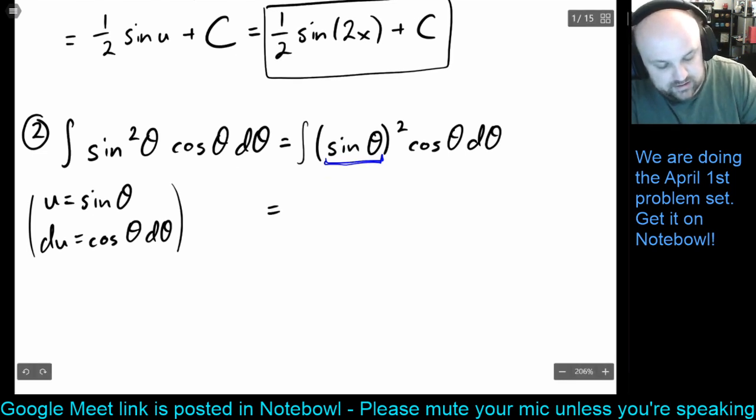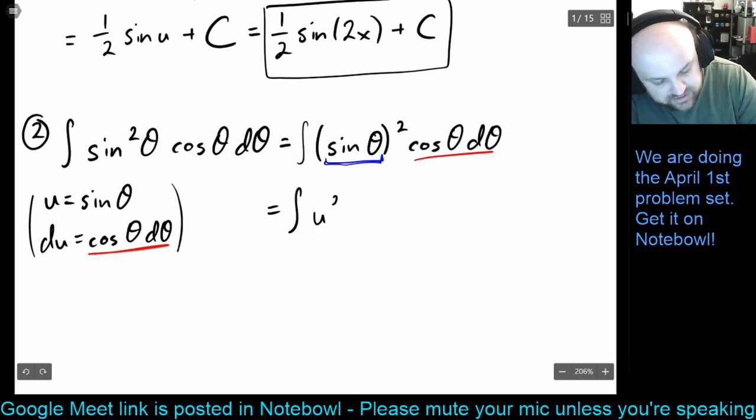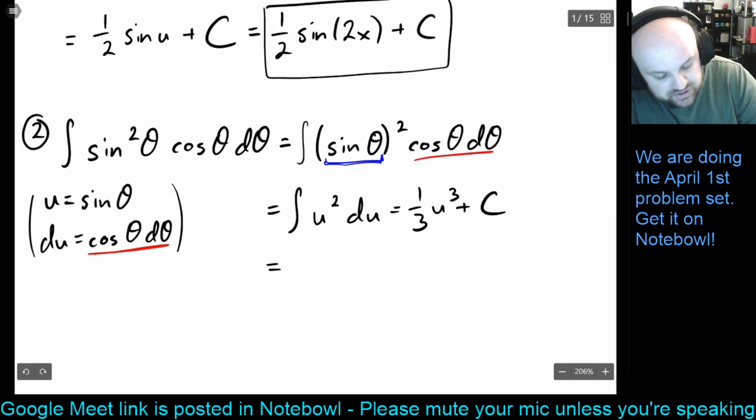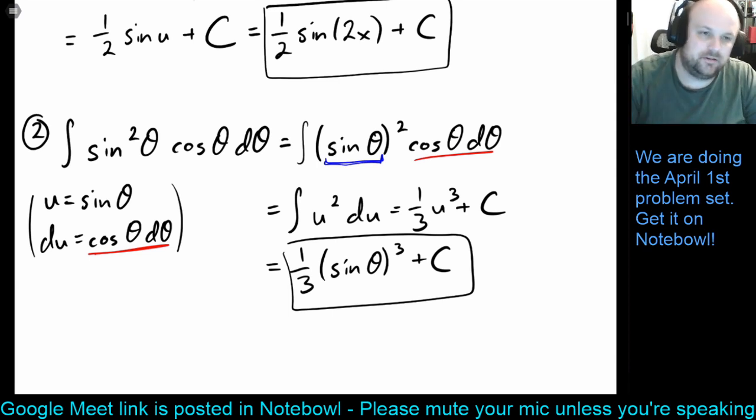So let's go ahead and swap our pieces out. Cosine theta d theta is exactly here. So here we have u squared du. That's 1/3 u cubed plus c, which is 1/3 sine of theta cubed plus c. And there we go. That's all there is to it. So hopefully that's not too bad.